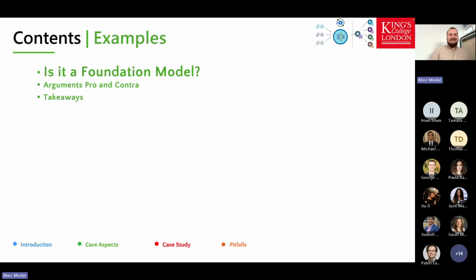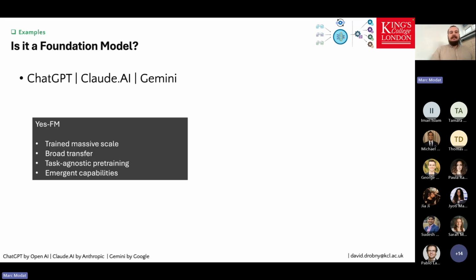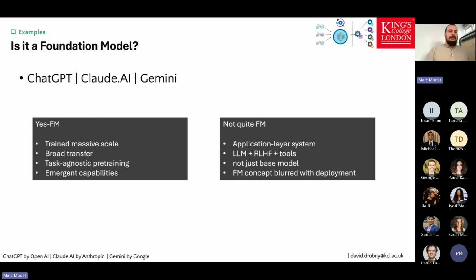So big question, is it a foundational model? So turn around your exam papers. ChatGPT, is it a foundational model? Okay, we have a couple against, majority for. So common arguments that are being made are, well, it's trained on a massive scale, broad transfer, all of these things, emerging capabilities. But then, on the other hand, ChatGPT is an application. It's not really a foundational model.